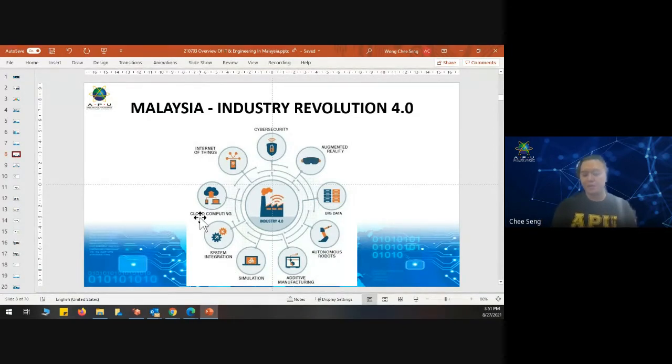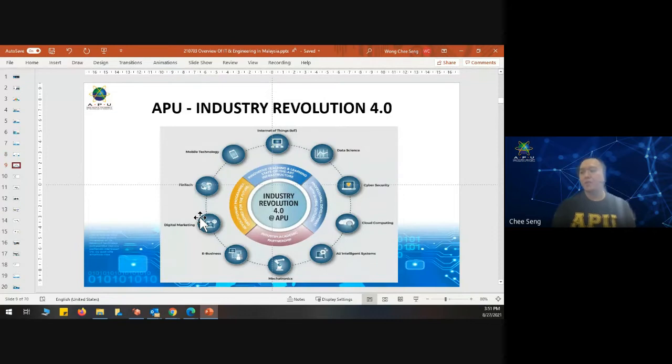Okay, with that in mind, at APU we also need to make sure that our students, when they are picking up our degree program, no matter if it's an IT degree program or a business-related, engineering, or even accounting program, have the element of technology behind it, so that when students come out, they are not left behind or outdated in a way.